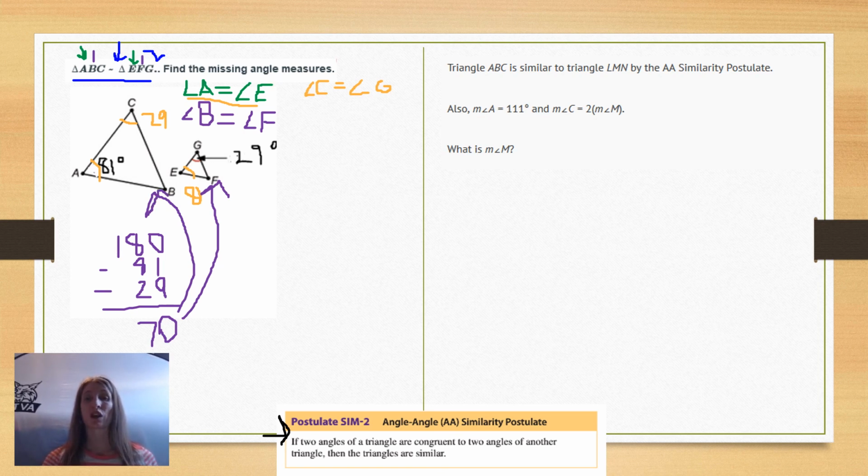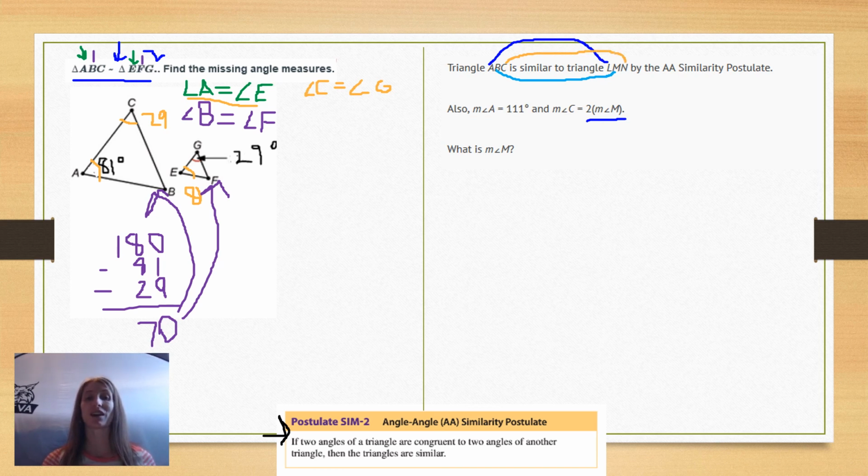Let's move on to another question, finding missing angles, but you can see that this one is different because it has this right here. It does not say angle C equals 50. It says that angle C is 2 times the measure of angle M. Okay, so let's make sense of this. First of all, you can see that A and L are congruent. They match up in order. B and M have to be congruent, and C and N then have to be congruent.